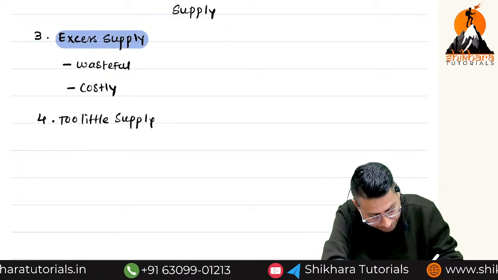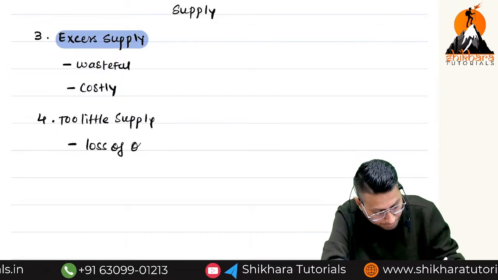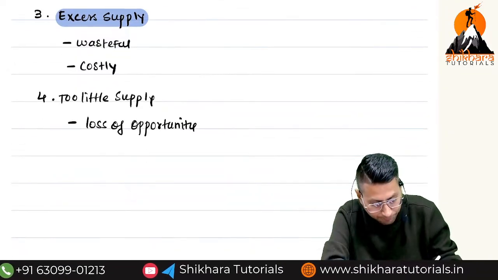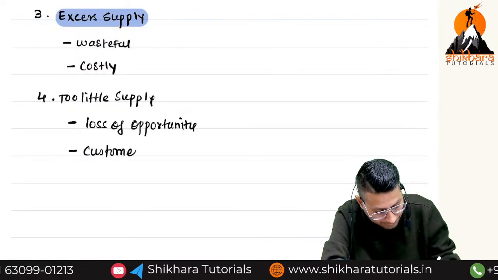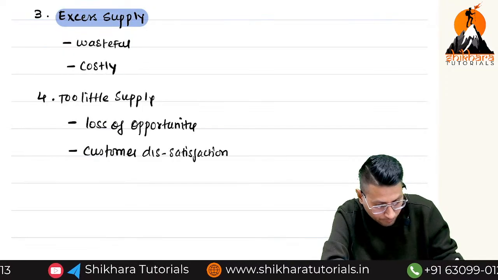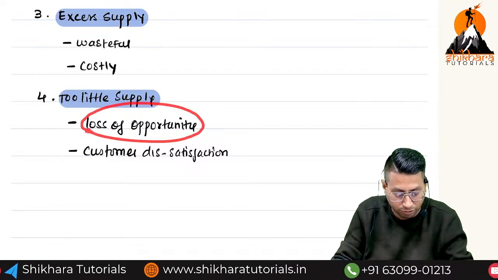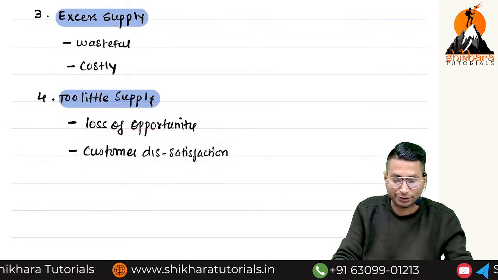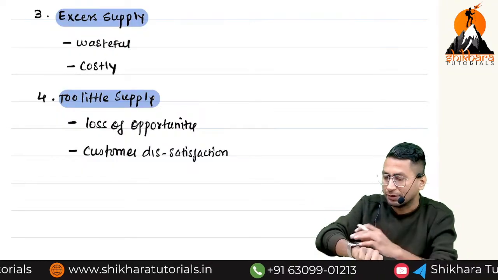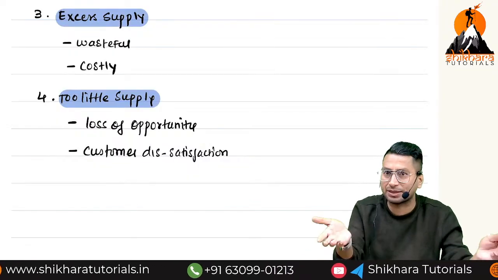But now imagine if there is too little supply. Then there is loss of opportunity, plus there will also be customer dissatisfaction. If there is undersupply, these two things happen: loss of opportunity and customer dissatisfaction. Loss of opportunity means demand is there, but am I able to sell? Not able to sell, because I'm unable to supply.